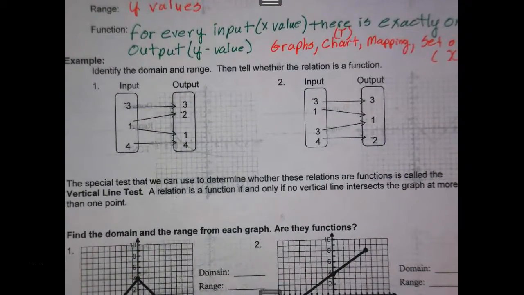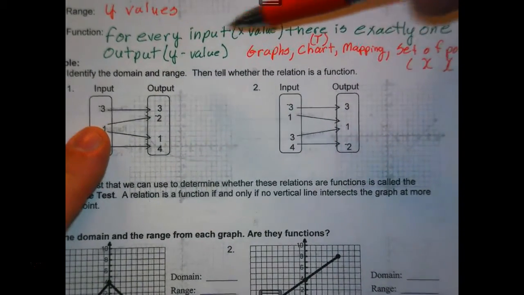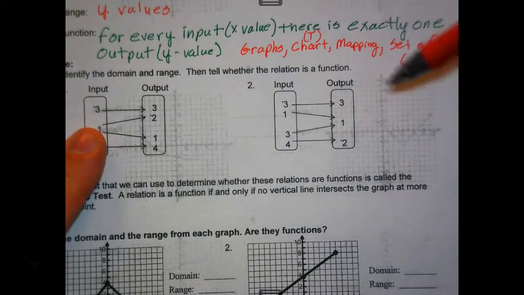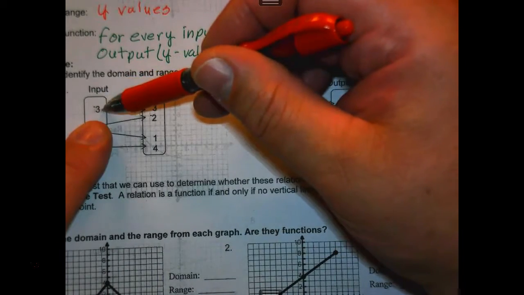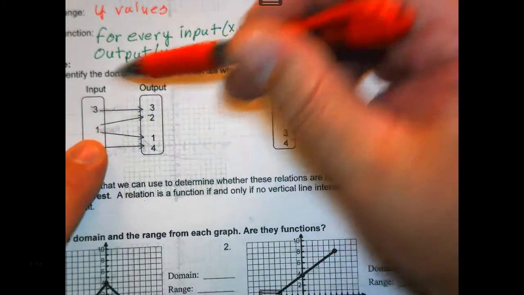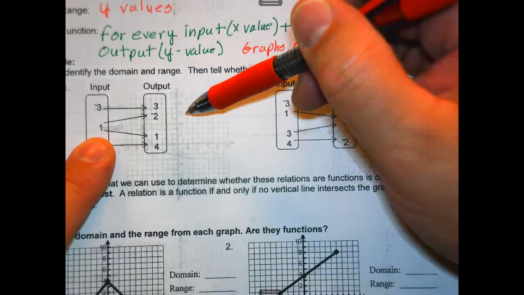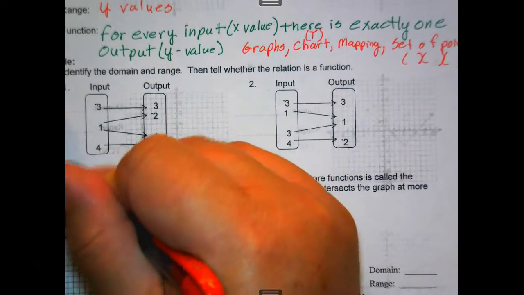Okay, example 1, they're giving us mapping graphs. Mapping graphs are pretty easy to see if something is a function or not. And number 1, is this a function? Well, let's think about this. The definition is, for every input, there's exactly 1 output. So my input is -3. Does it have exactly 1 output? Yes. Here I have the number 1. Does it have exactly 1 output? No. So this is not a function.